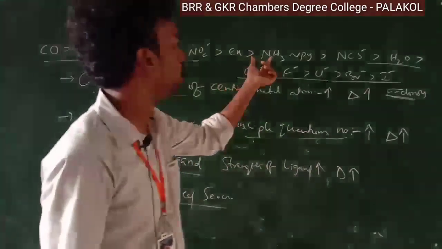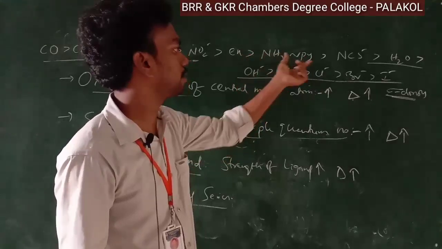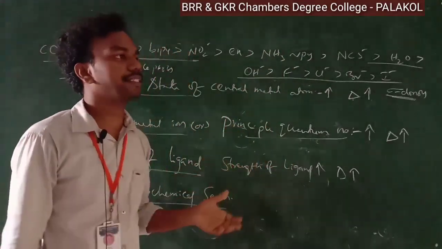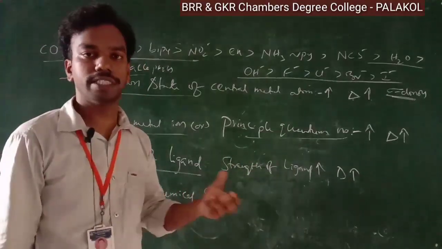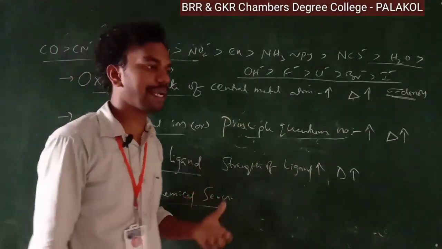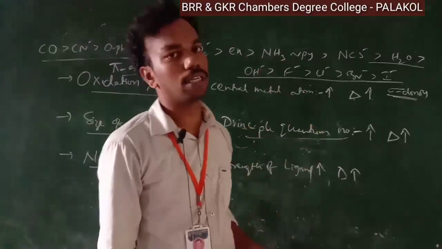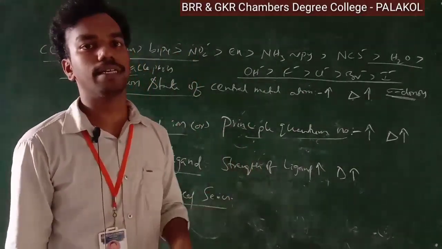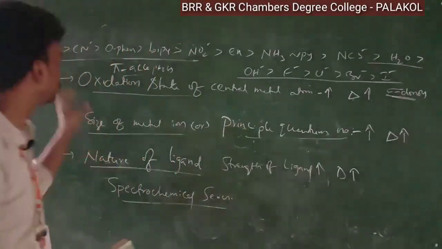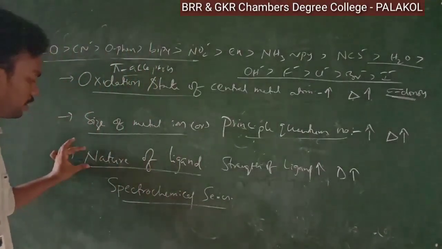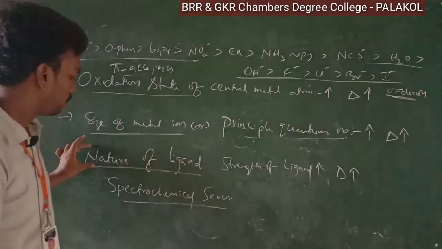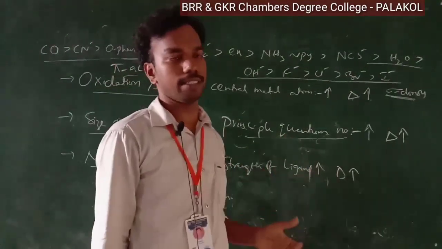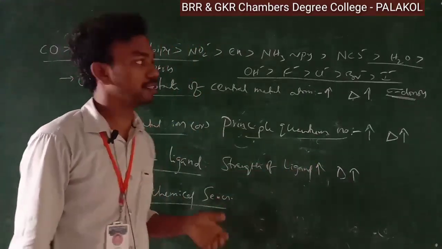In between these two, ammonia, NCS minus, all these are intermediate. They act as strong ligands as well as weak ligands, depending on the oxidation state of the central metal atom. If the central metal has a higher oxidation state, ammonia acts as a strong ligand. If it has a lower oxidation state, ammonia acts as a weak ligand. So this is the spectrochemical series, and this is about the nature of ligands, the third factor. As the strength of ligands increases, delta O increases, which means CFSE increases.